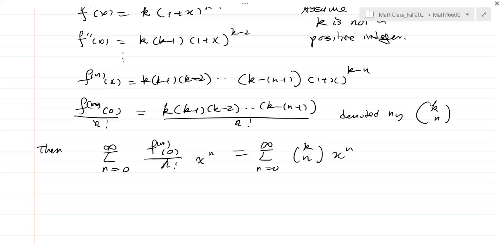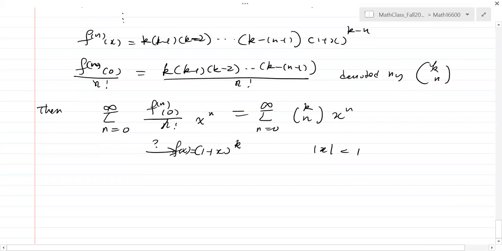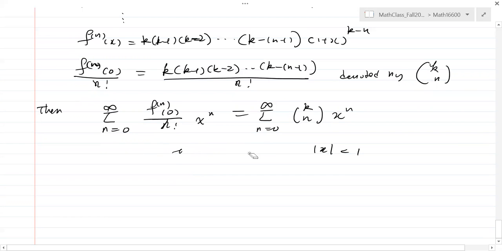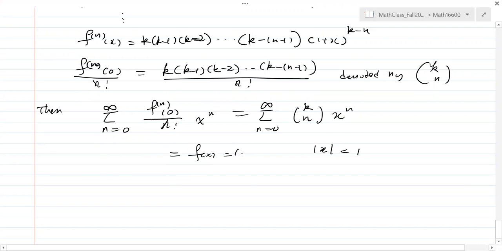So the idea is you have to show that this converges to the function 1 plus x to the power k, f of x, for absolute x less than 1. This is equal to the function. Why is absolute k less than 1? Because when k equals negative 1, the problem is that the function is not 1.